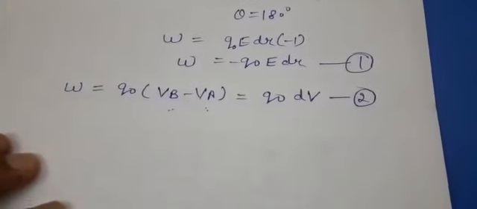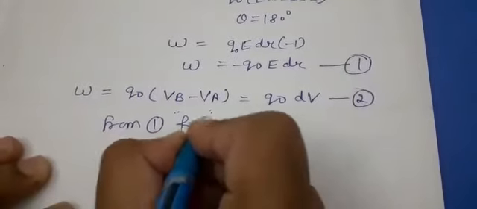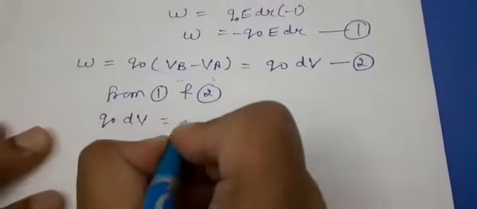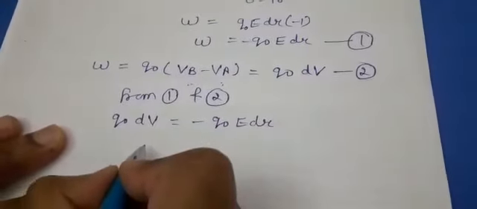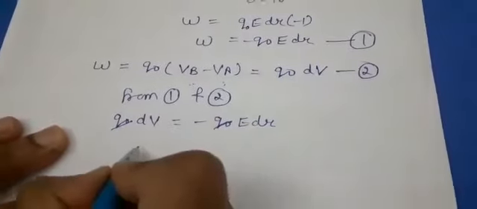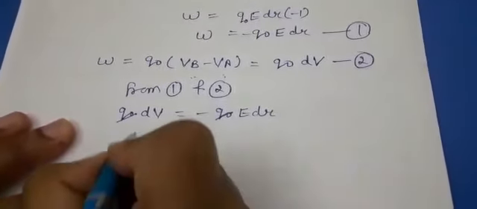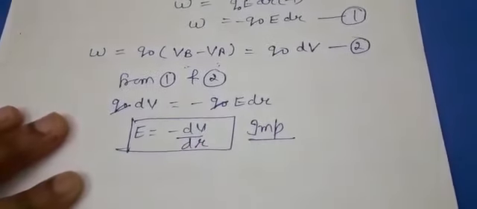So now from equation 1 and 2, Q naught dV will be equal to minus Q naught E dr. So Q naught will cancel out. E will be equal to minus dV upon dr. This is a result which you have to learn.